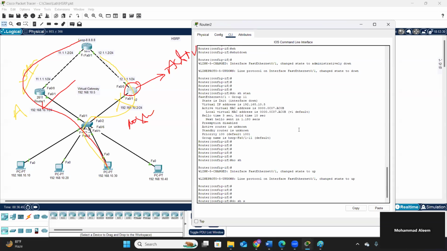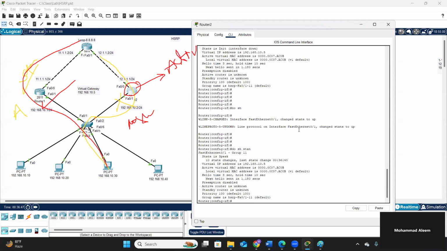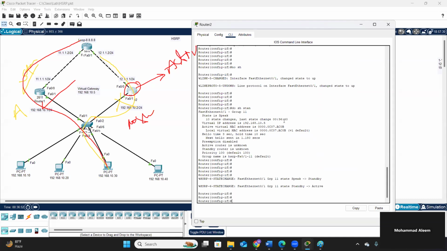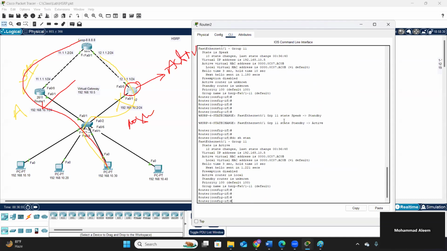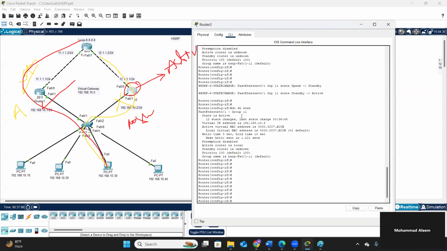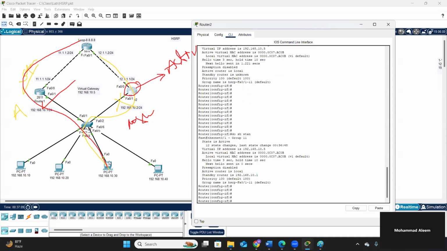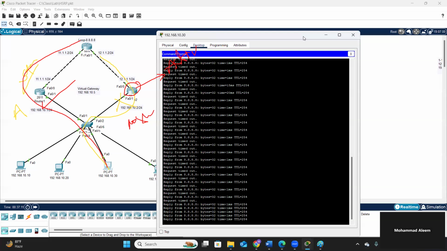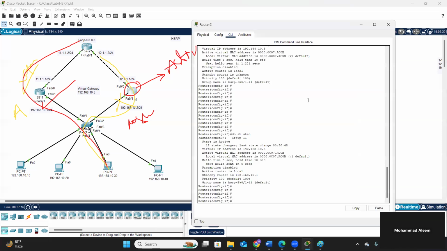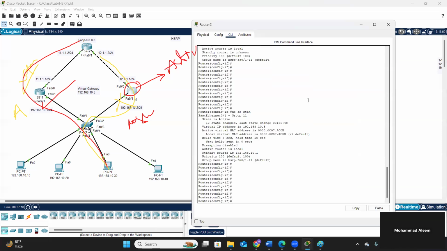Do show standby. It has not taken rollback, it is still in the speak state. Now it came back to active. Now the continuous ping also happened. So this is what is true, but something is missing here.